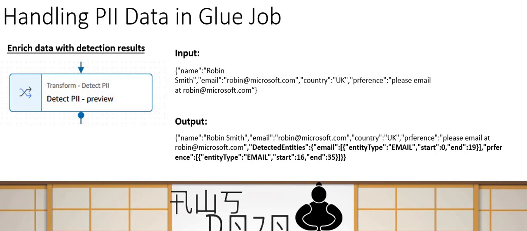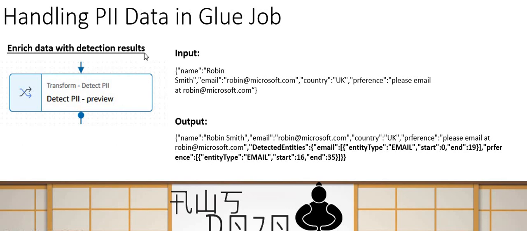Now it is up to you. Once you see that you have email type PII data in your data set, you can restrict access to this data set, or, since you know the location of the PII data, you can use some third-party library to mask or encrypt the data using those third-party APIs as well. So this is the output you get in terms of detected PII information if you use the enrich data with detection results approach.